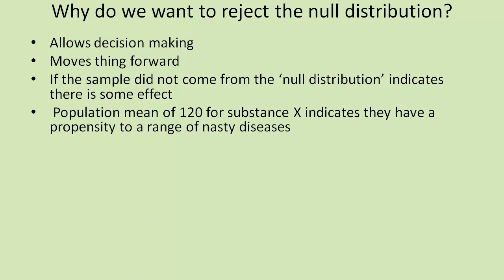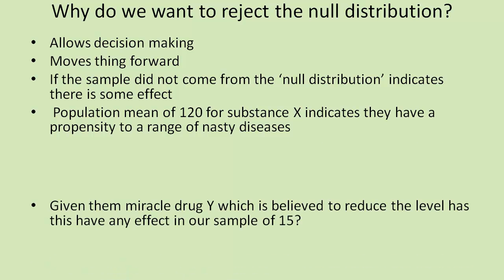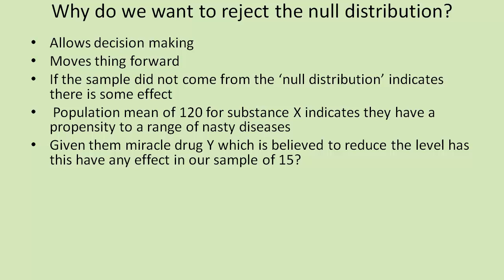Let's reinterpret our amylase data in this manner. Say we know that in a population the mean value of substance X here is 120, and we know that this high level of substance X indicates that people have a propensity for a range of nasty diseases. Just think cholesterol and diastolic blood pressure here. We give 15 random volunteers a medical drug Y, think statins and Benecol here, which we believe reduces the level of nasty substance X.